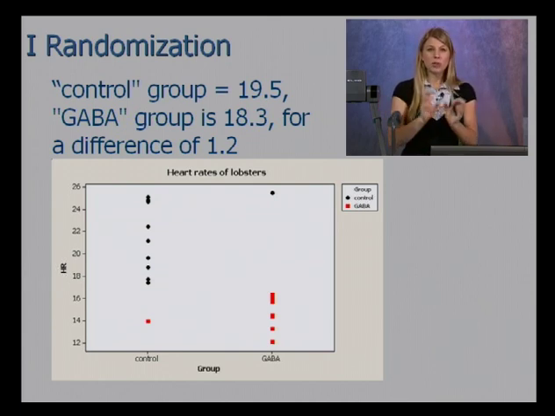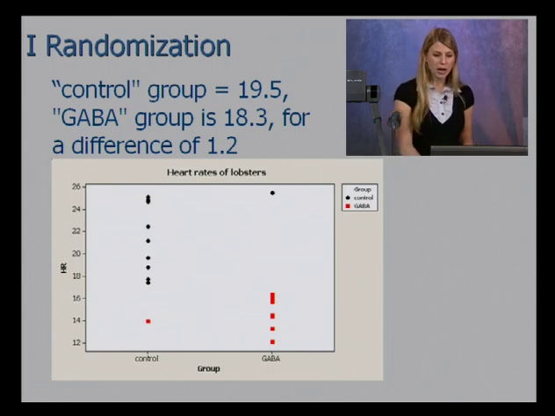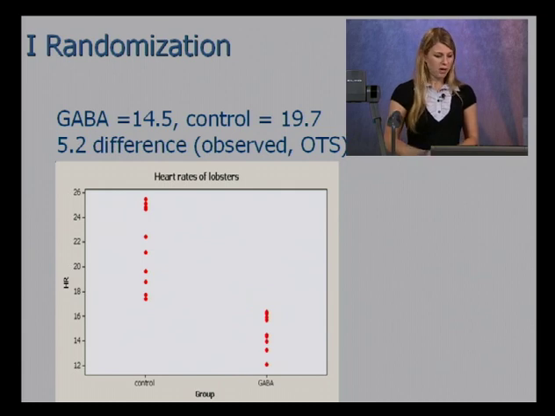So now we subtract those to find the difference. The difference between those two groups is 1.2. So 1.2, how does that compare to our observed difference? Is that bigger or smaller than what we observed when they were broken up by condition, by getting GABA or not? So 1.2 compared to 5.2 is smaller. There's less of a difference just by random, but we only did it one time.